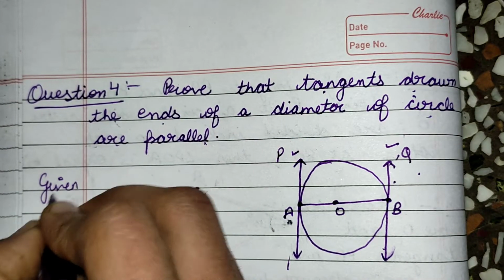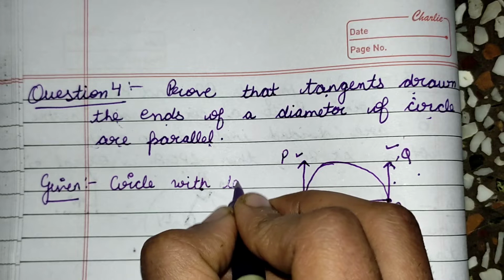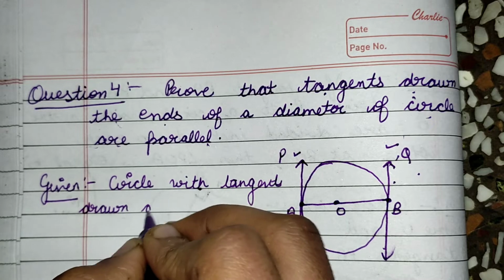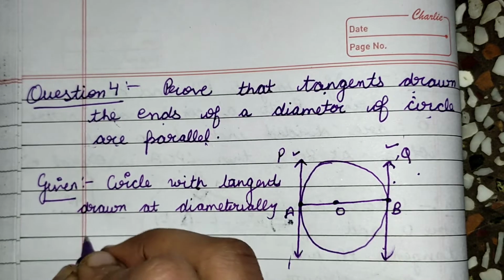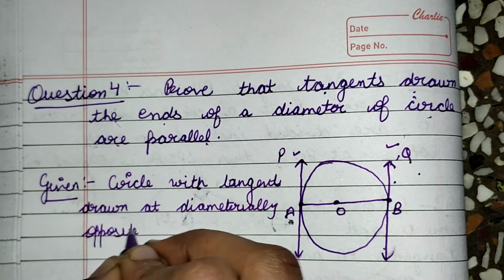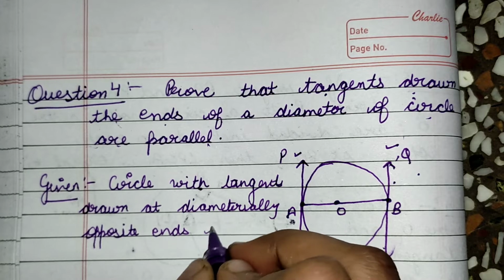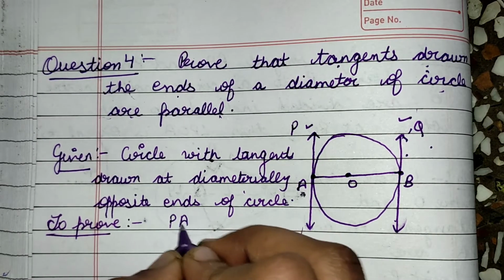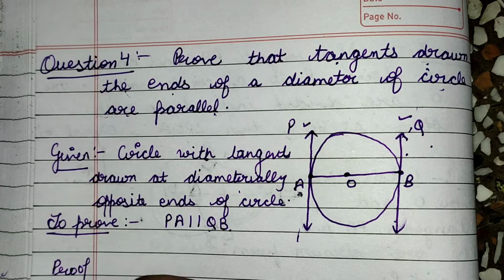So what is given to us? Given to us is a circle with tangents drawn at diametrically opposite ends of the circle. Okay, so those two tangents are given to us. So what do we have to prove? We have to prove that my PA is parallel to my QB.